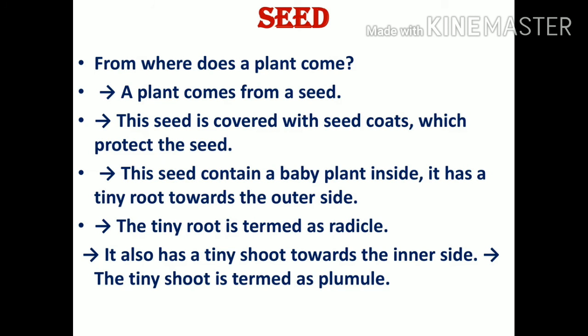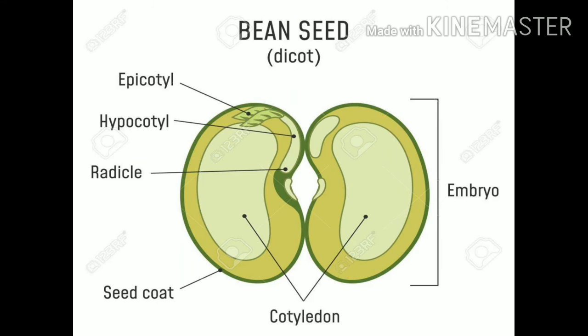Here you can see a diagram of a bean seed, which is a dicot seed. It has cotyledon. Cotyledon stores the food for the growing embryo. Outermost covering is called the seed coat. Seed coat protects the growing embryo or the seed from unfavorable conditions.